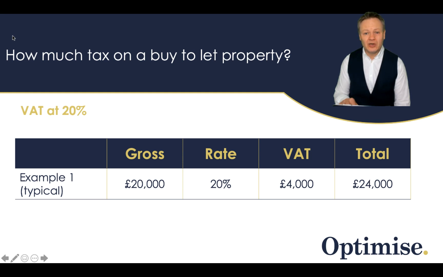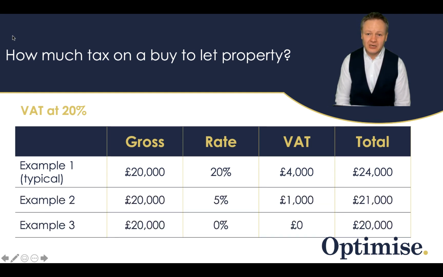This is where working with a property tax specialist can help you, because there are certain elements of works which may be reduced from 20% down to 5%, or down even further to 0%, which if you look at the refurbishment cost, you can either save £3,000 in VAT, which is a lot of money, or you can reduce that VAT liability to zero, which basically means that you save £4,000 on your refurbishment costs. It's a lot of money to save using a property tax specialist.